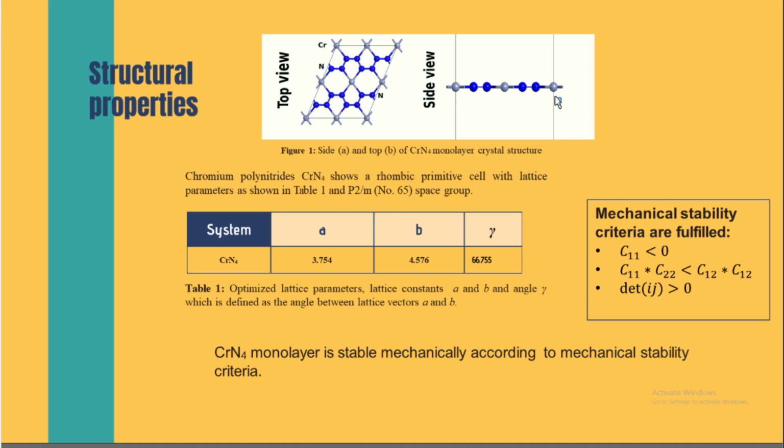Furthermore, according to the mechanical stability criteria for two-dimensional materials with a rhombic cell, as defined in the rectangle at the right, we find that chromonitride is mechanically stable.